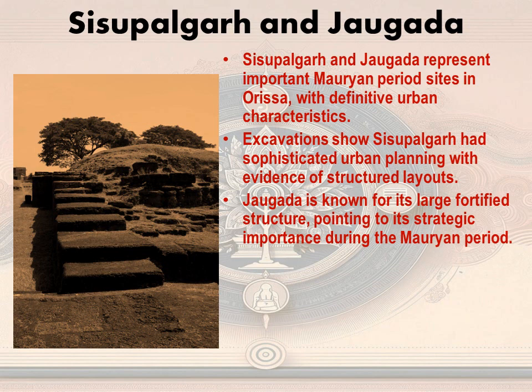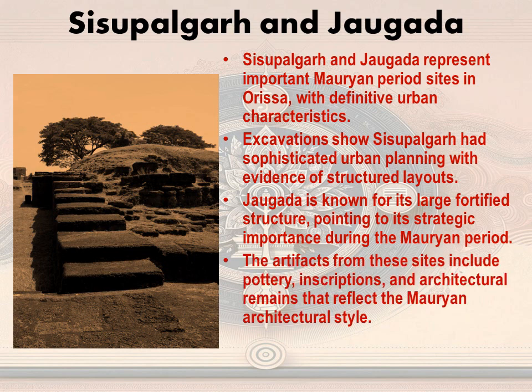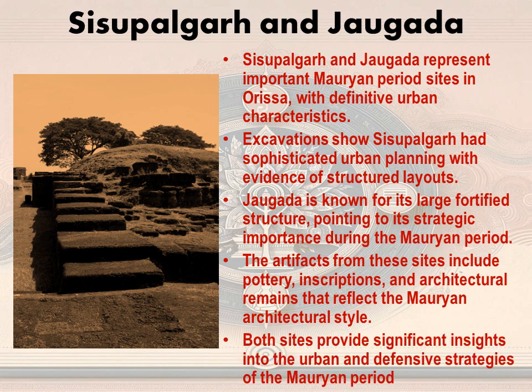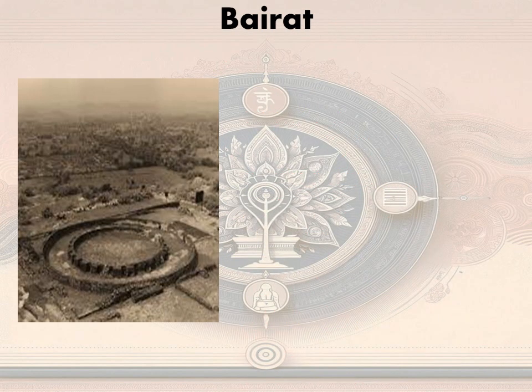Jaugada is known for its large fortified structure, pointing to its strategic importance during the Mauryan period. So there was a prominent fortification in the site of Jaugada. The artifacts from these sites include pottery, inscriptions, and architectural remains that reflect Mauryan architectural style. Both sites provide significant insight into the urban and defensive strategies of the Mauryan period.